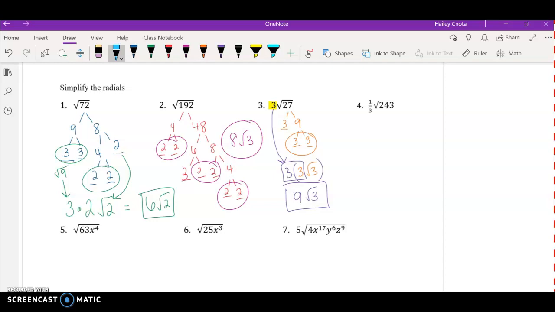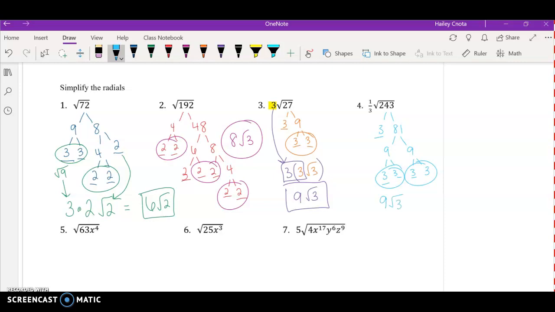All right, so for the next one, you are able to break this down again. So I'm going to do 3 times 81. 3 is prime. 81, 9 times 9. 9 is 3 and 3. 9 is 3 and 3. So we have 2 pairs of 3s and then a lonely 3. So 3 times 3 on the outside, which is 9. And then a square root 3.